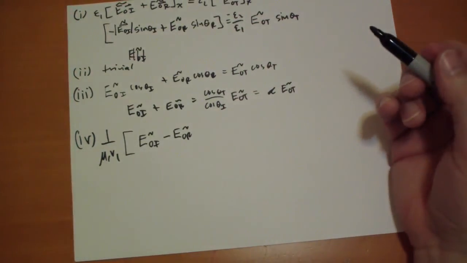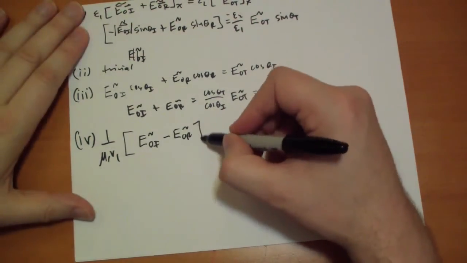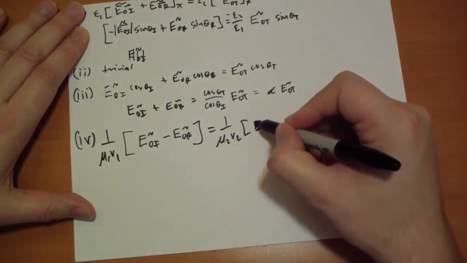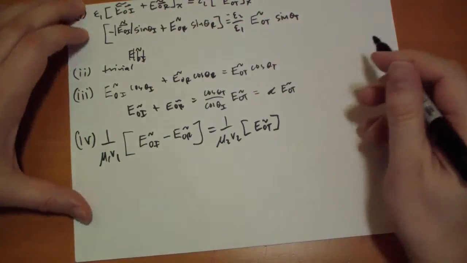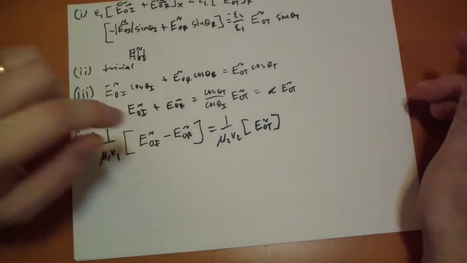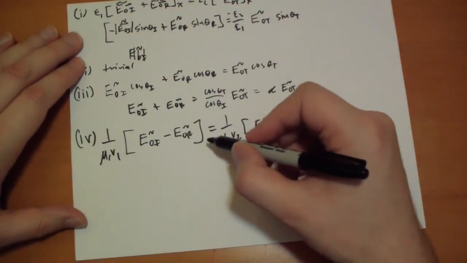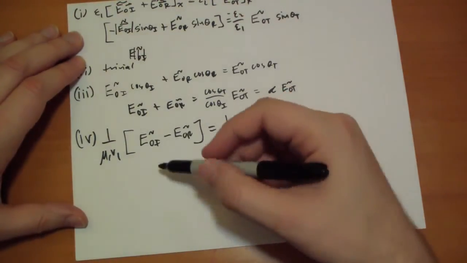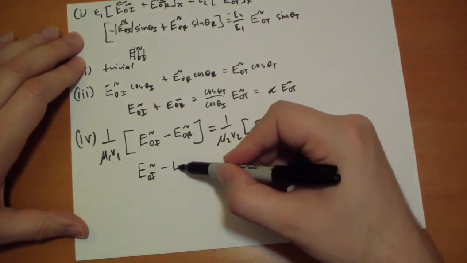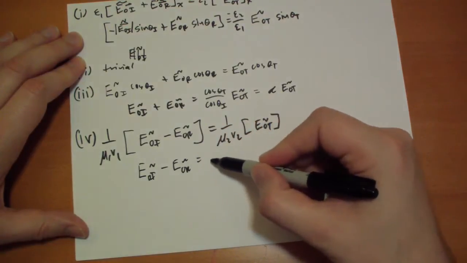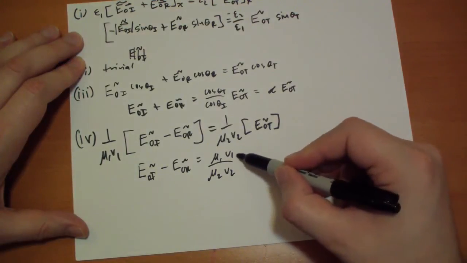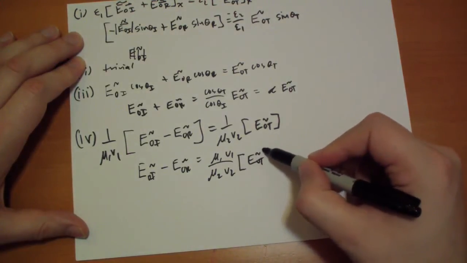This is easy because the B fields are pointing in the Z direction, so it is going to be equal to 1 over mu2 v2 times E naught T. The reflected B field is pointing down, the incident and transmitted are pointing up, and so the Z components are equal to each other. So we're just left with E naught I complex minus E naught R complex equals mu1 v1 over mu2 v2 times E naught T complex.